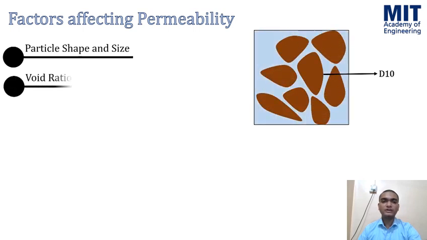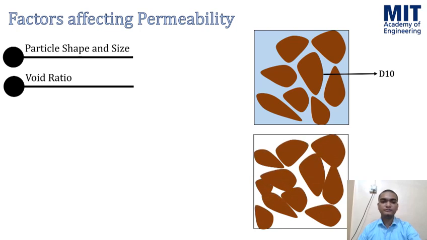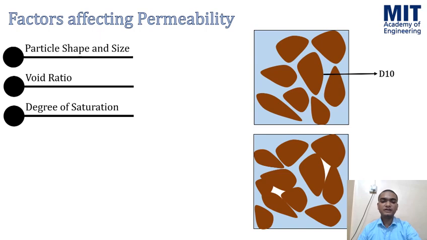The next point is void ratio. An increase in the void ratio increases the area available for flow, hence permeability increases for critical conditions. The next point is degree of saturation. The permeability of partially saturated soil is less than that of fully saturated soil. As we can see in these two images, there is a little bit of air void found in these soil samples.